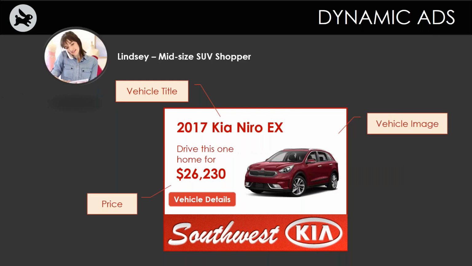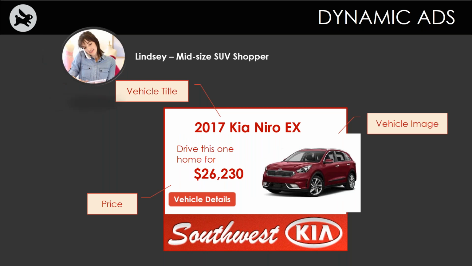So, as now Lindsay comes along, Lindsay doesn't want a Kia Soul. A little hatchback isn't going to work for her. She's got 2 kids, 2 dogs. She needs something bigger, storage capacity, and we identify her as a mid-size SUV shopper. And so in this case, we slide in the Kia Niro.